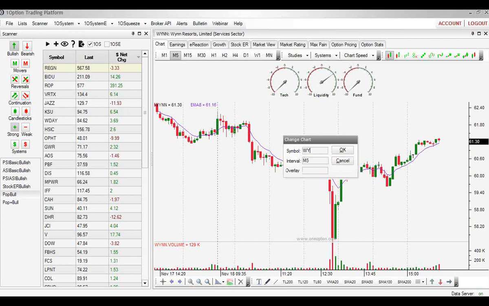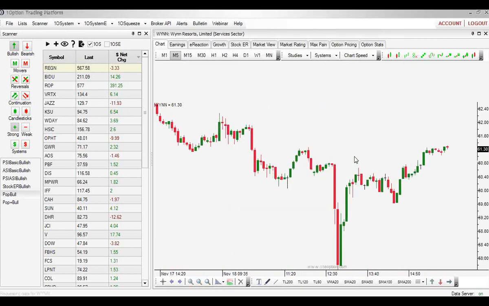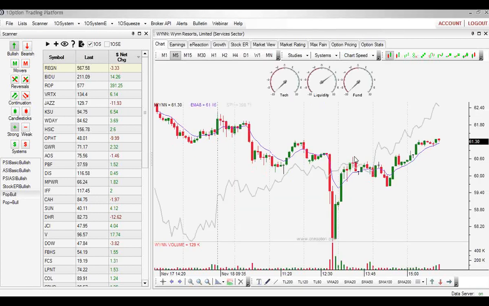And here's how you get it. I'm going to put WYNN in. I'm going to just hover over the chart. Then I'm going to type in SPY. As soon as I do that, you're going to see an overlay of the SPY. So here we get the FOMC minutes, and you can see the market rally like mad.